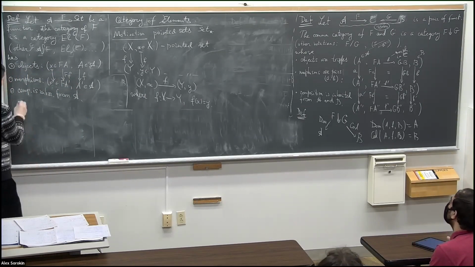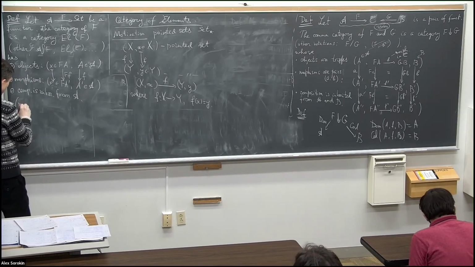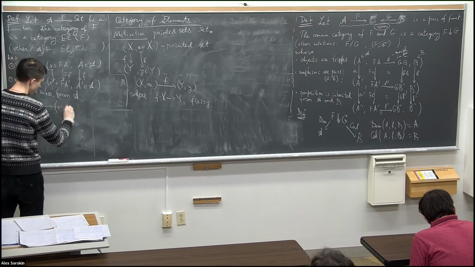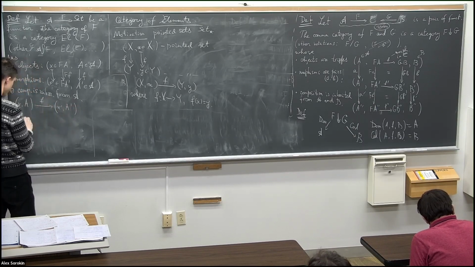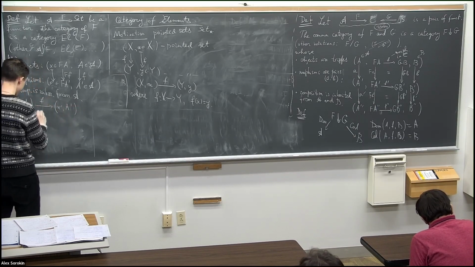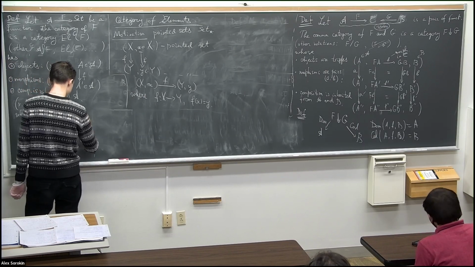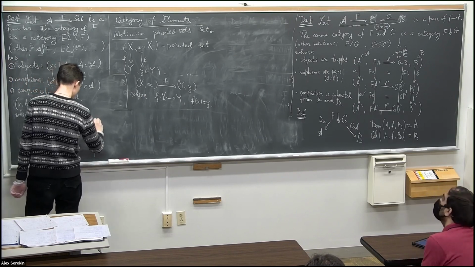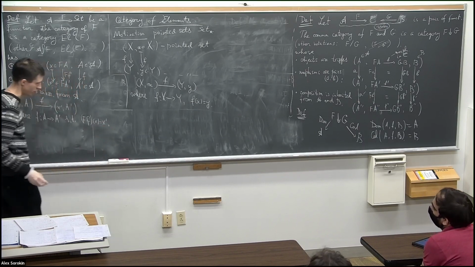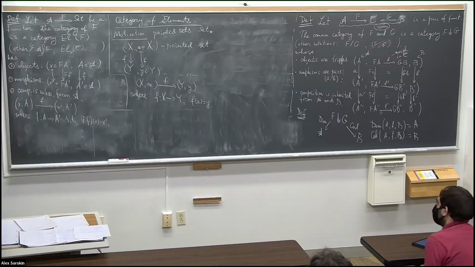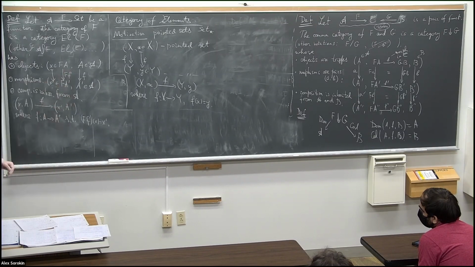So I can write it. If (x, A) will go to (x prime, A prime) by f, where f is from A to A prime, such that F of f takes x to x prime. Identities, identity morphisms. They keep everything.